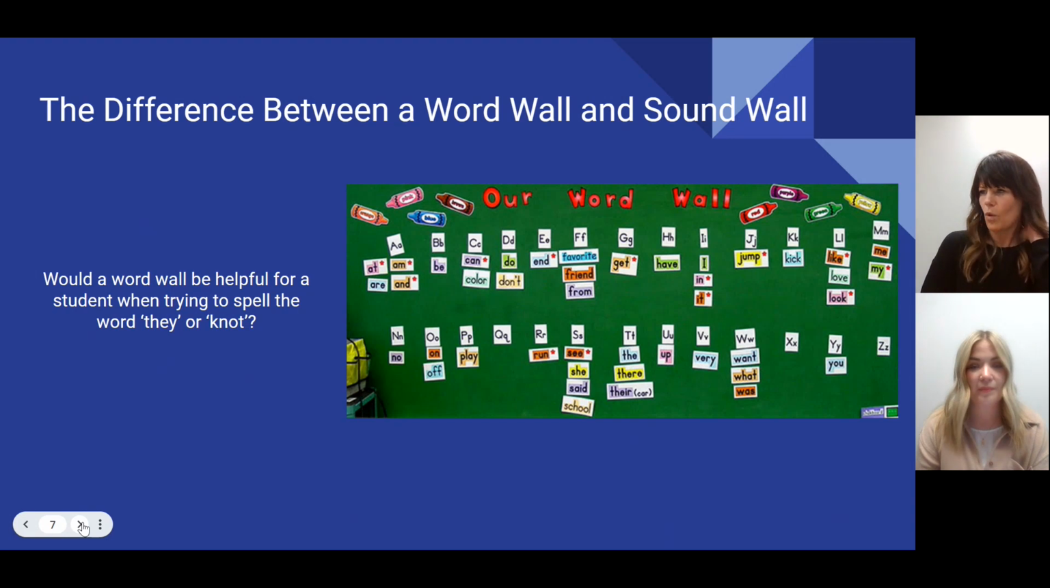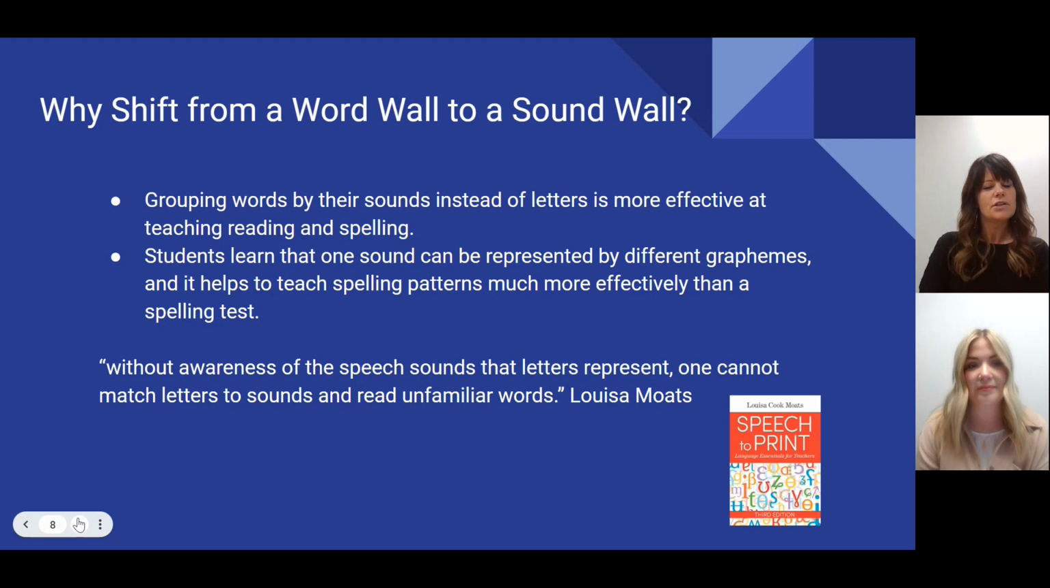Or what if I'm wanting to write the word "not," because I tied a knot in my shoelace, for example? Where would I look there? I would most likely look under N because I've learned that N says /n/, but it starts with a K. So that's why when we think about sound walls and we teach the students that /n/ is represented by multiple letter patterns, that's more meaningful and more powerful.